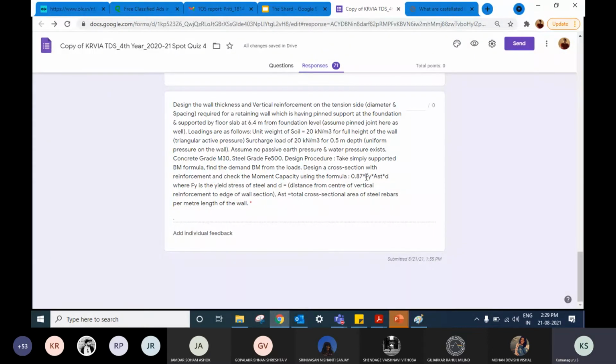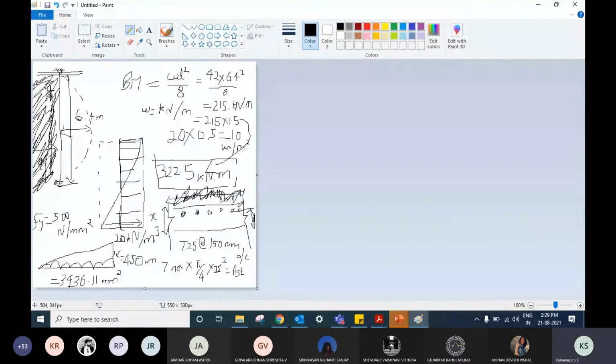We have Fy and Ast, 0.87 is the material safety factor, into D. Now, take a concrete cover distance, right? So there will be a horizontal bar running on the outer face. So the cover to that rebar is 50 mm. Where can I write?